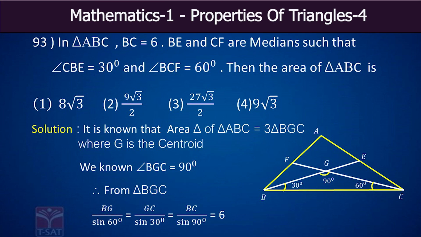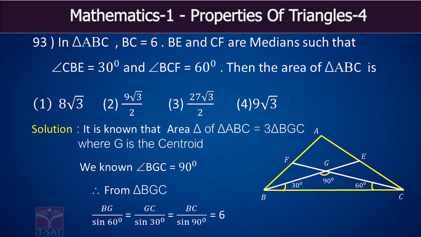In triangle ABC, BC is equal to 6, BE and CF are medians such that angle CBE is equal to 30 degrees, angle BCF is equal to 60 degrees. Then the area of triangle ABC: 1) 18 root 3, 2) 9 root 3 by 2, 3) 27 root 3 by 2, and 4) 9 root 3.